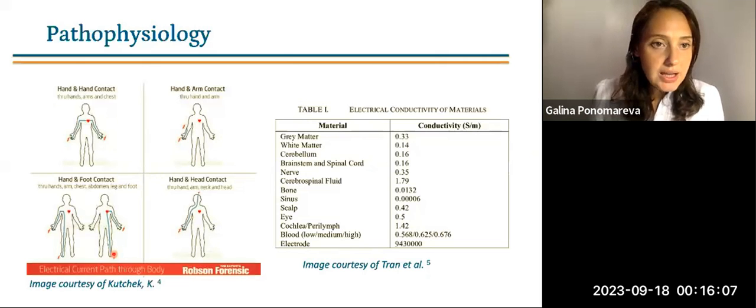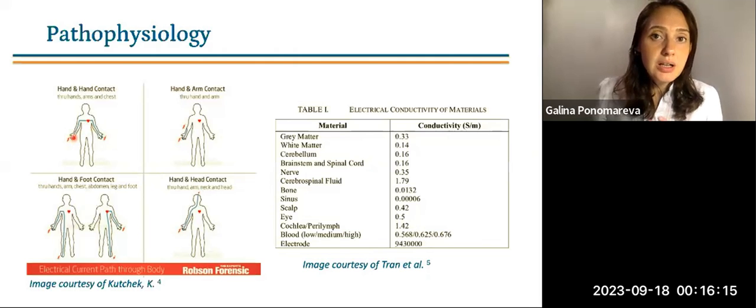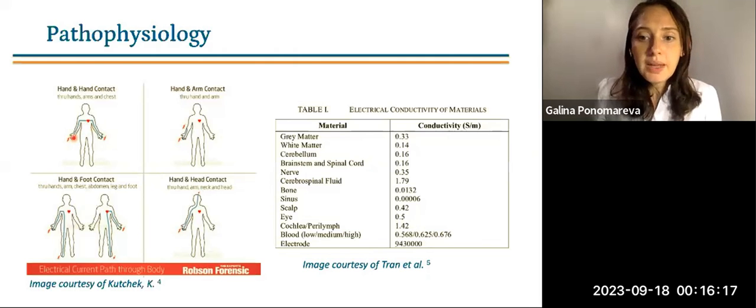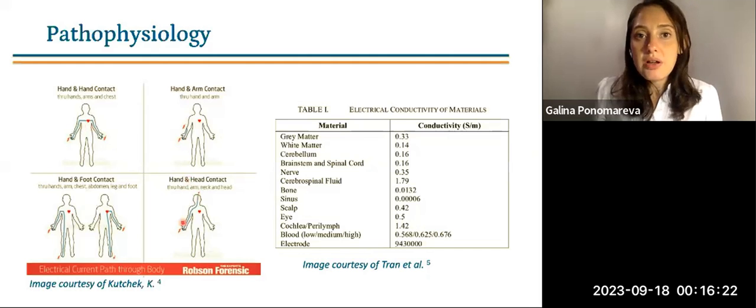So, for example, hand-to-hand pathway will cause higher mortality because the heart will be directly affected by the current, and it could cause cardiac arrhythmia. Pathways involving the head, such as head to hand, will be more likely to cause central nervous system damage. The path of least resistance is the chosen pathway of an electric current.